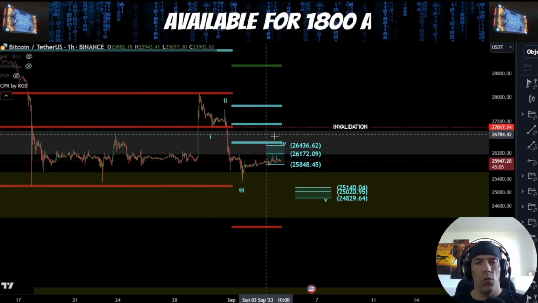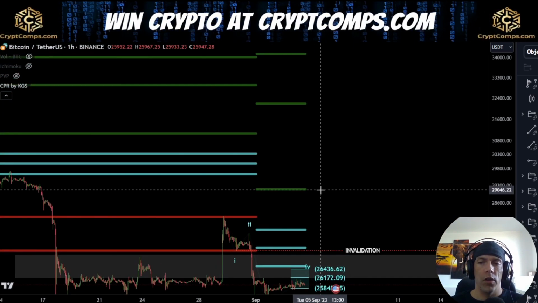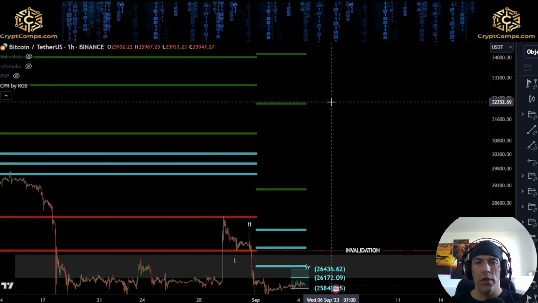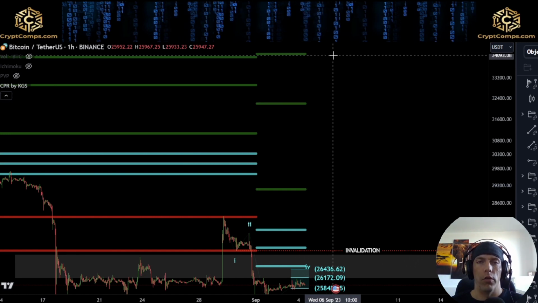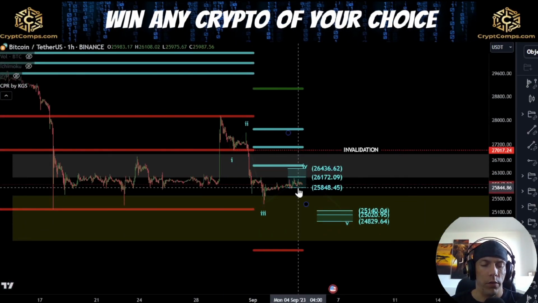If, however, we start to move up here and we do manage to reclaim these areas, what we could then see is price could actually be gravitated towards some of these higher levels of this 29,046. We have this 32,190 and this 34,126 as potential upside targets for this month.